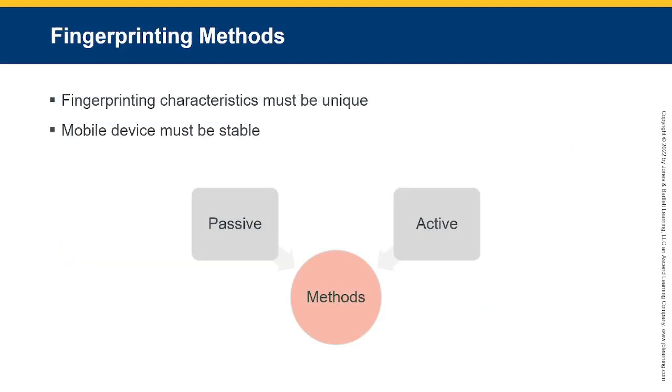Fingerprint capture must be unique. The mobile device must be stable. You have either a passive method or an active method. The uniqueness is based on diversity, which is the best way to ensure that no two devices have the same fingerprint. This is not always easy to achieve, especially with iPhones, which are closed systems with factory-set configurations.